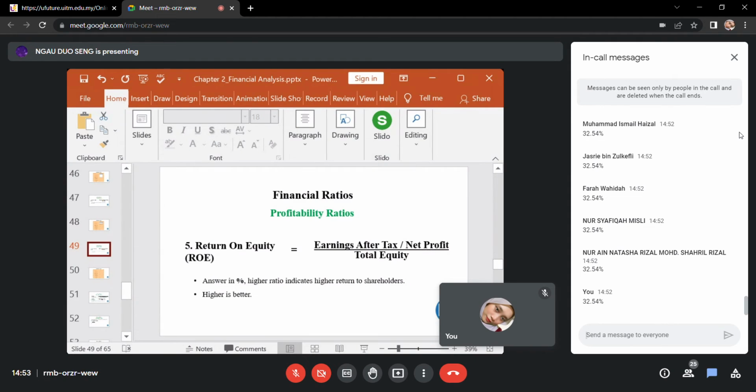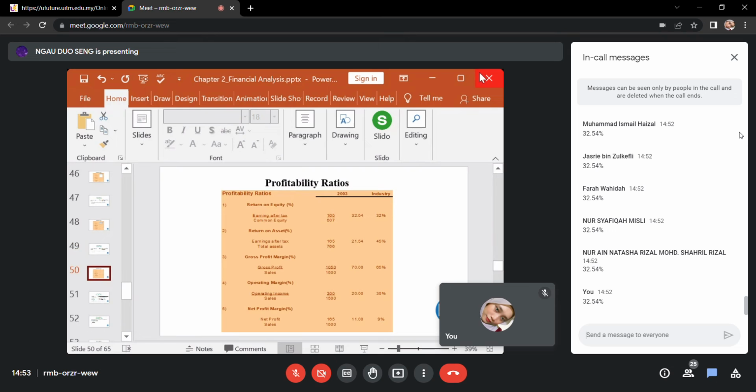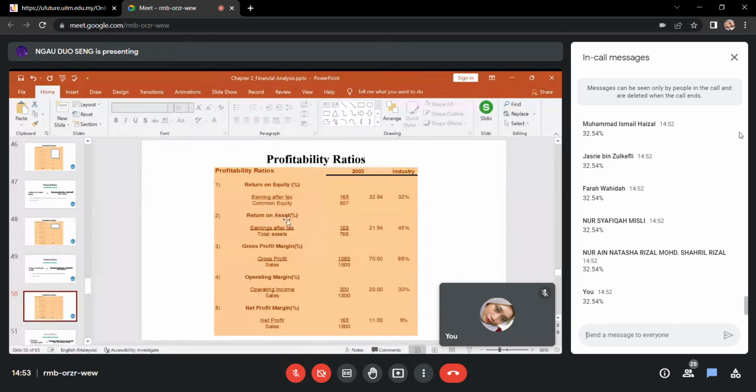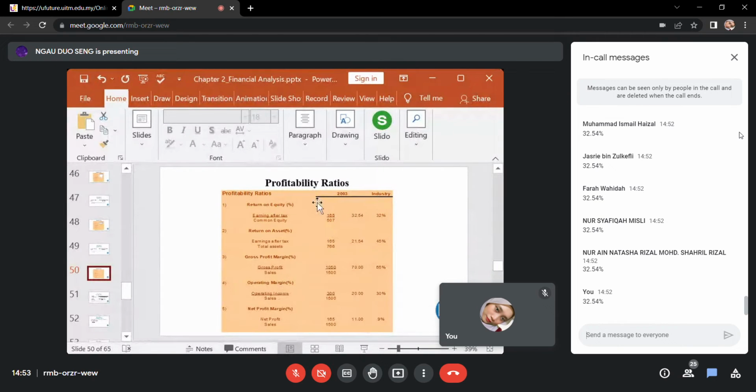All right, so we check. ROE, we have 165 divided by 507. So we have 32.54. This one is a little bit less, so no issue. Instead it is more by 0.54%. All right, so this one will be the profitability ratio.